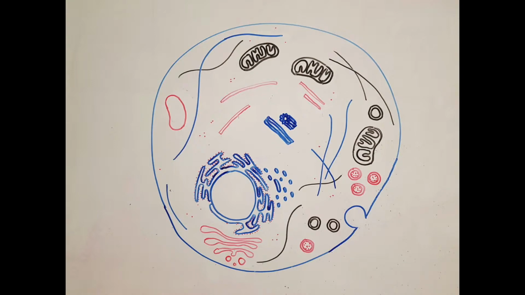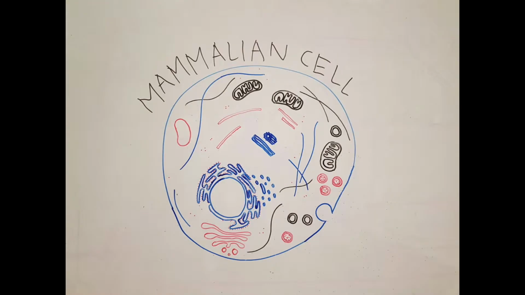A mammal is defined as any animal of the class Mammalia, a large class of warm-blooded vertebrates with a four-chambered heart. The generic mammalian cell has many organelles. Firstly, it is made up of the nucleus.